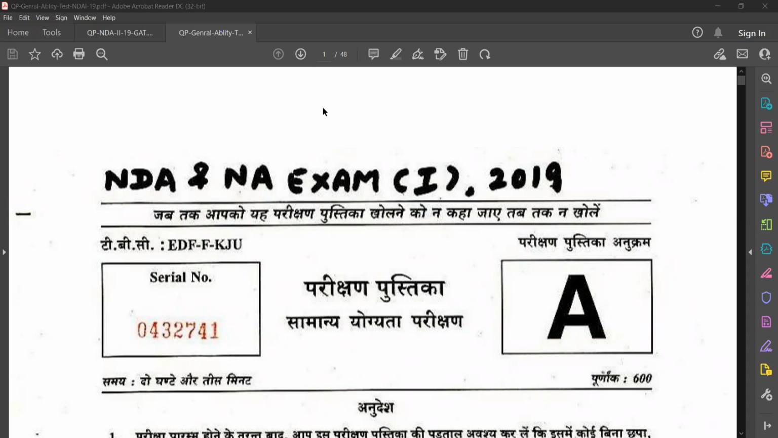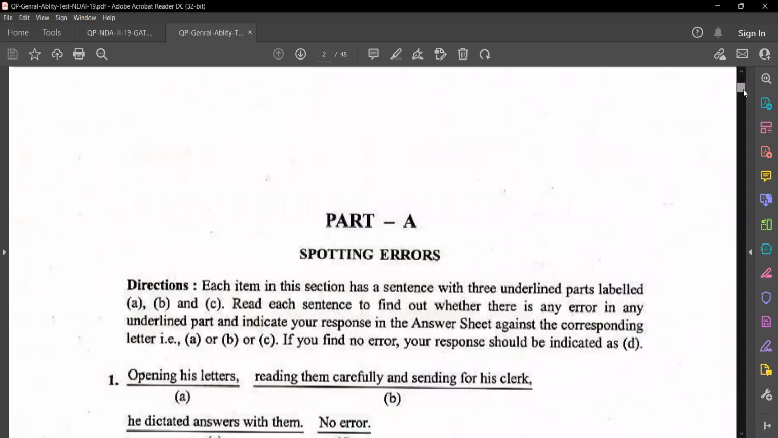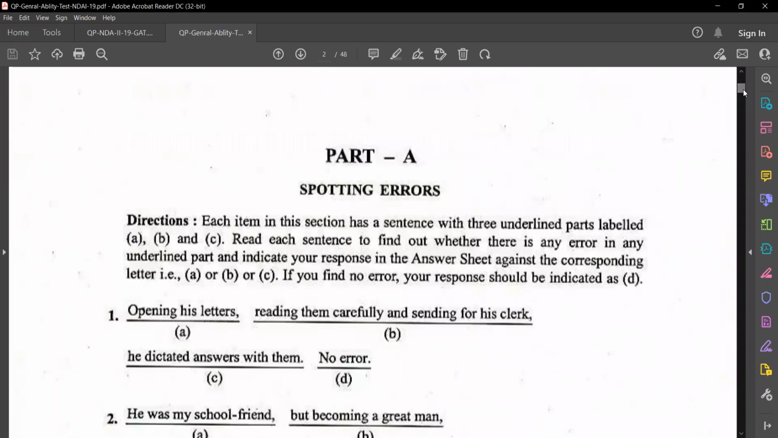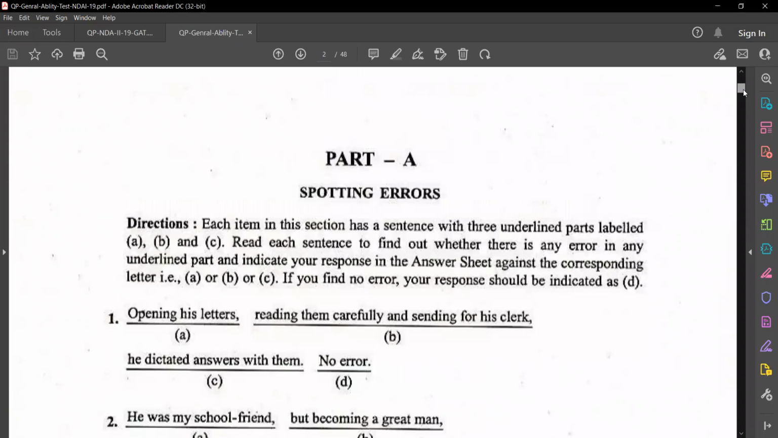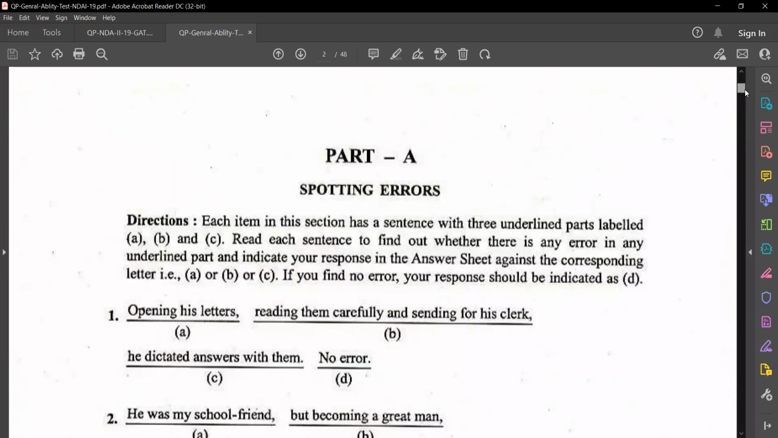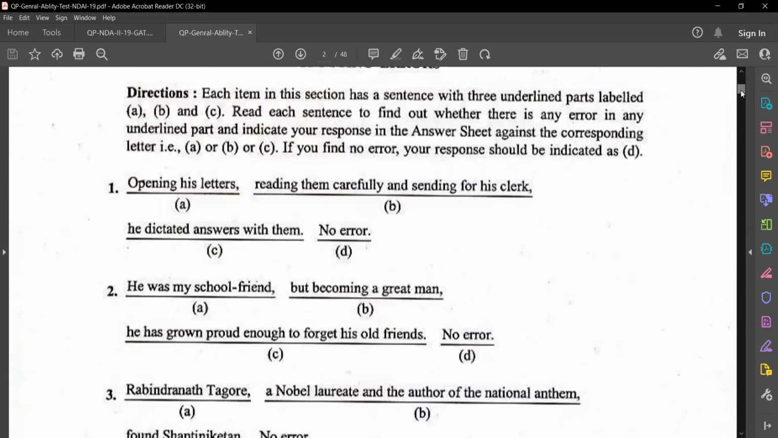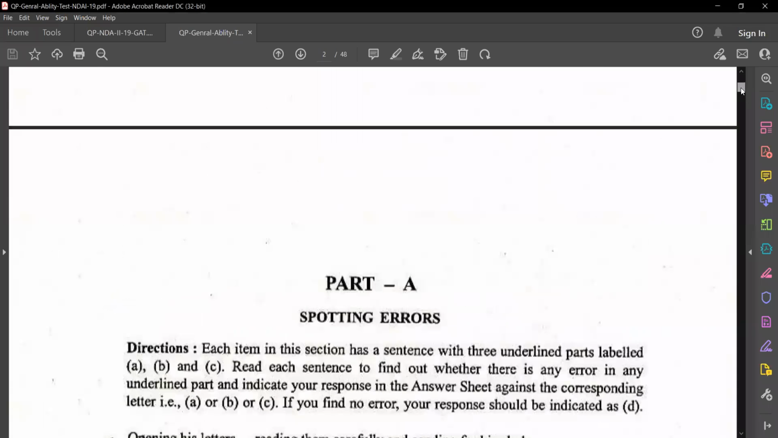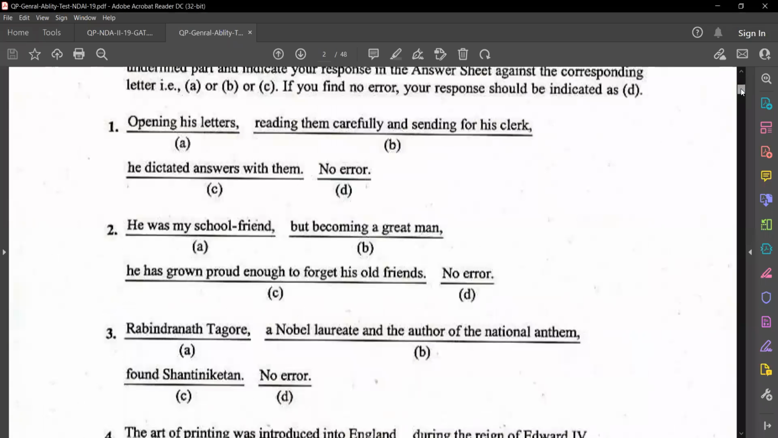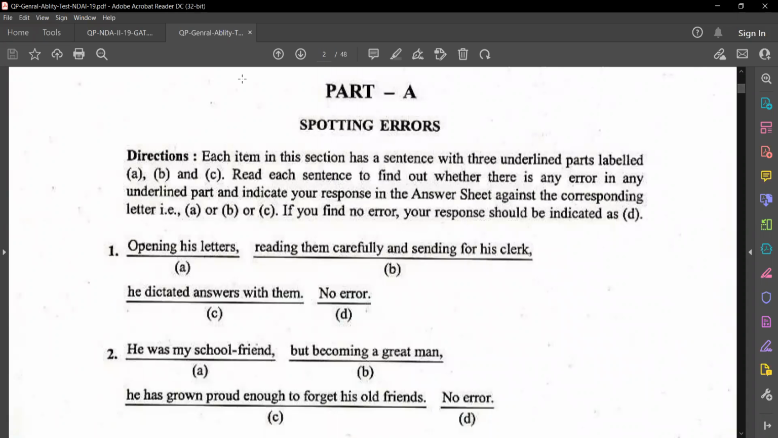We are going to see some previous year NDA English questions. Read the question. Part A of your GAT paper has English questions. Read the first question. It is about spotting errors.